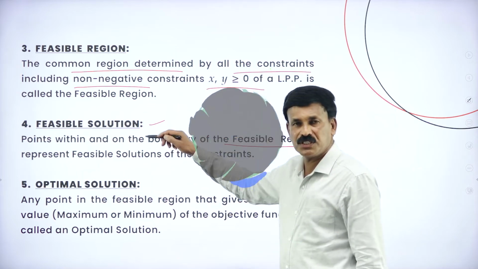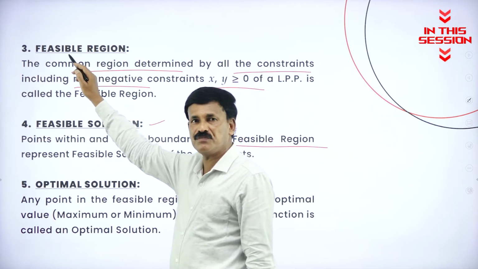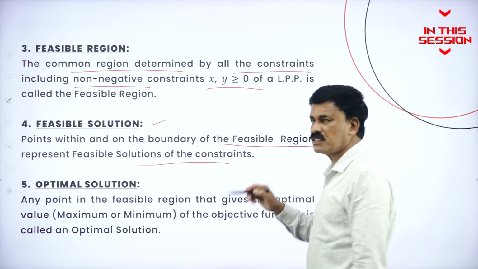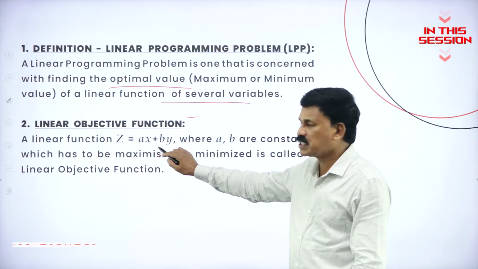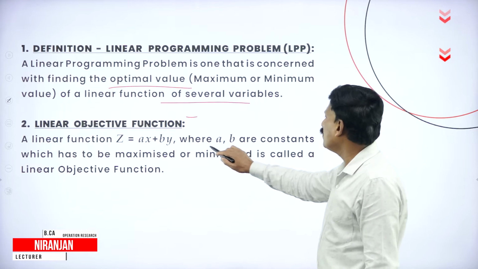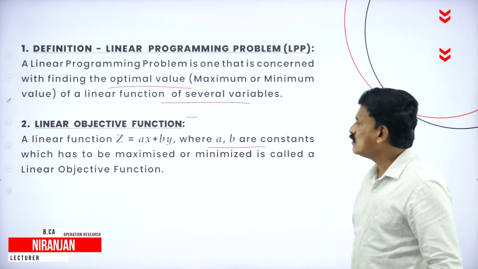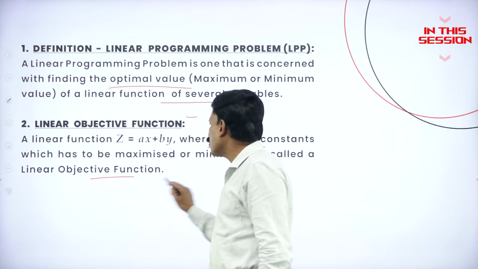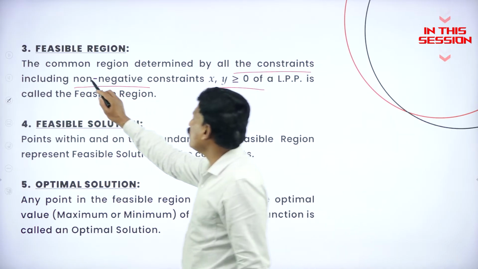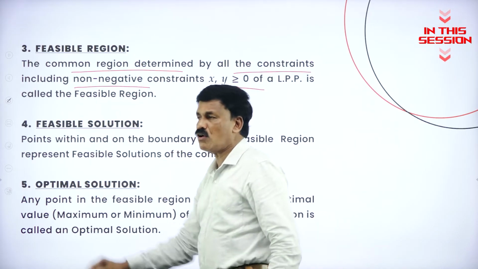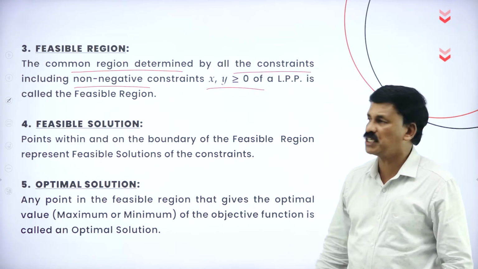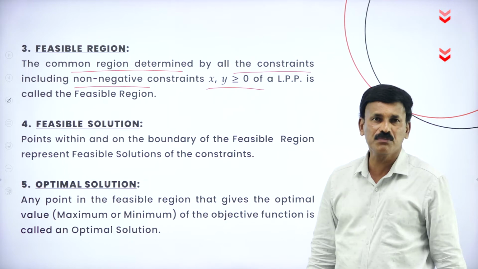The points within and on the boundary of the feasible region represent the feasible solutions of the constraints. A function of the form z = ax + by, where a and b are constants, which has to be maximized or minimized, is called the linear objective function. The common region determined by all the constraints including the non-negative restrictions is called the feasible region.